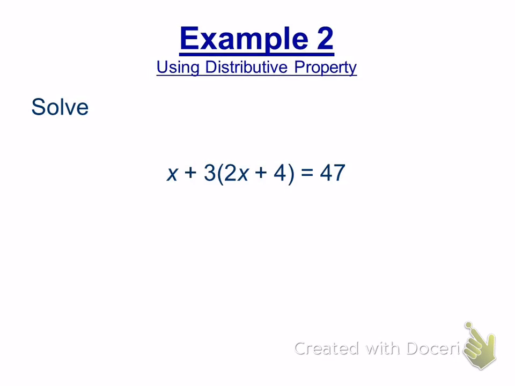All right, next example. Solve x plus 3 times the quantity 2x plus 4 equals 47. We need to solve it.